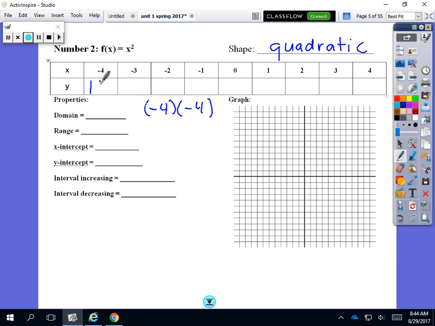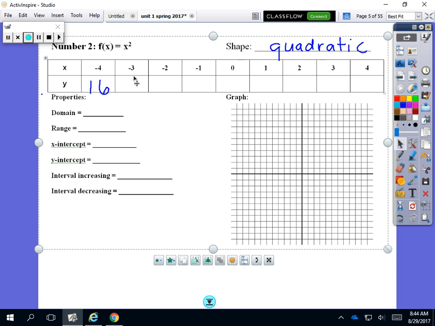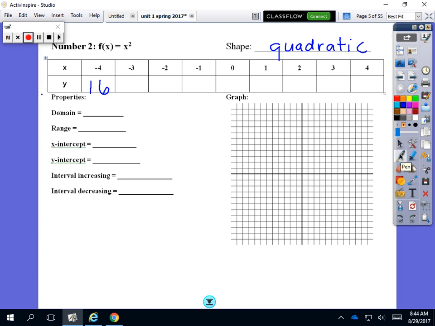And this is 16. Another thing you could do is plug this into your calculator and look at your table of values. If you remember how to do that, you go to your y equals menu, plug in x squared, and then hit second graph, and you'll be able to see your table of values. Negative 3 to the second power is positive 9. Remember, whenever you square a number, you're multiplying a negative times a negative. That makes it positive. So those are my y values given the x values that we have in our table.